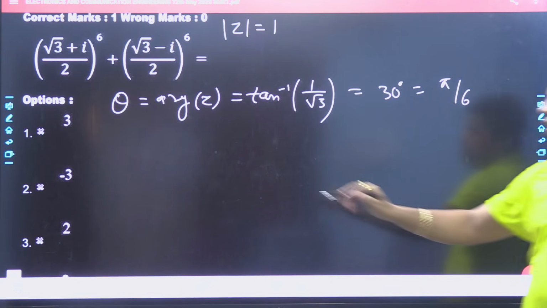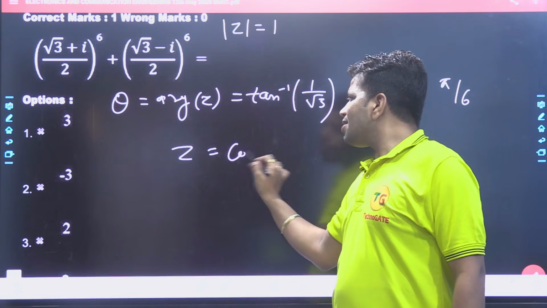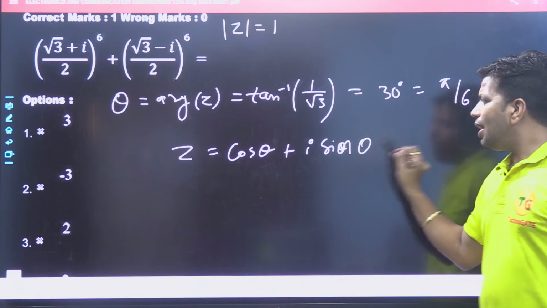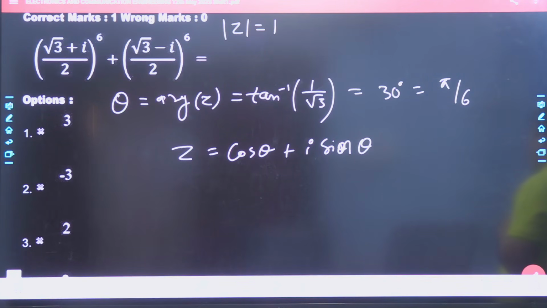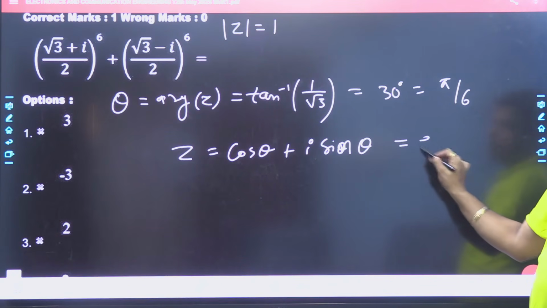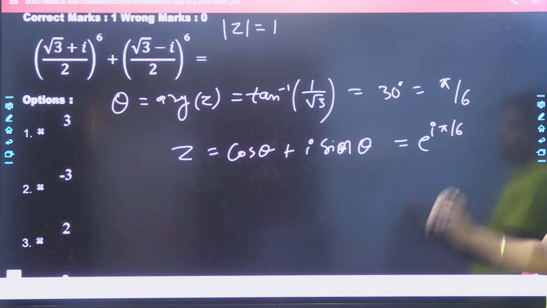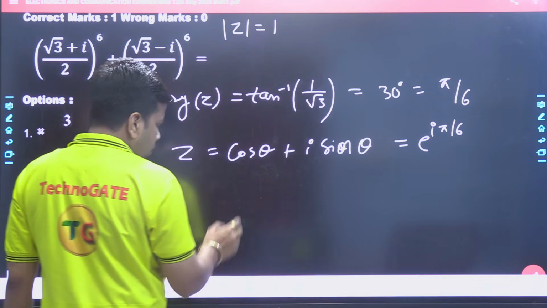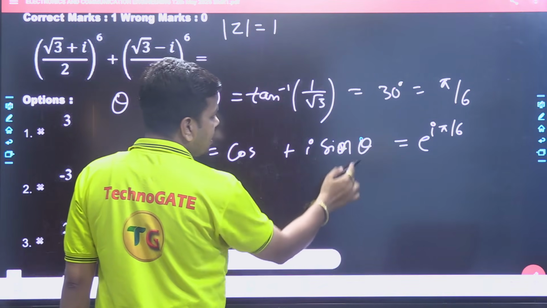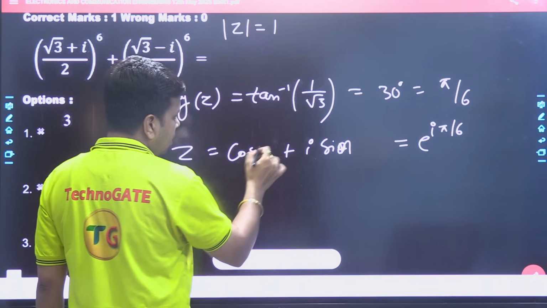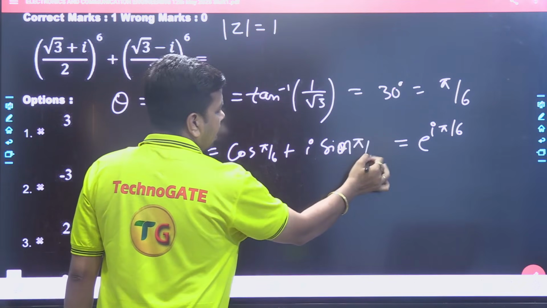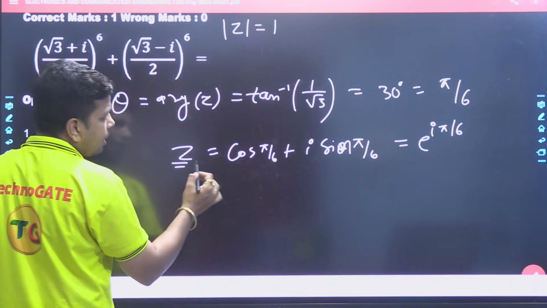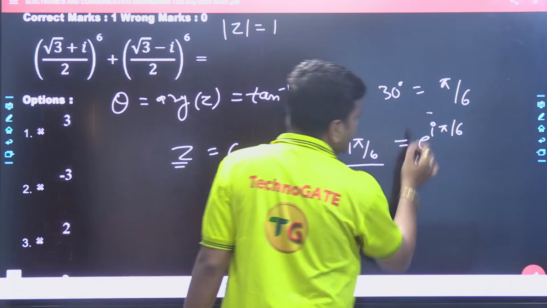Okay, so the value of z is what? It is simply cos theta plus i sin theta, and we know that the value of theta is pi by 6 only, and this is equal to e to the power i pi by 6. So in place of theta we can put that value. Here it's pi by 6, here is also pi by 6. So this is equal to that and this equals this.